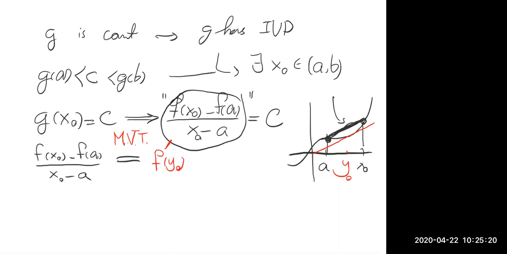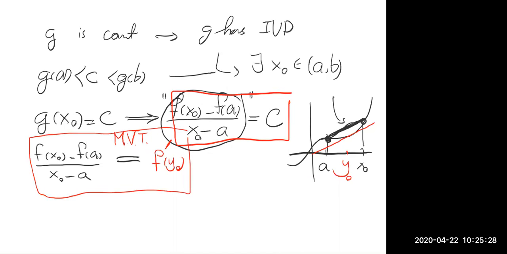Well, f of x naught minus f of a over x naught minus a equals c. And the same thing equals f prime at y naught. Therefore, c equals f prime at y naught. And that's what we were looking for. We were looking for a point y naught between a and b such that the derivative there is equal to c. And we proved it. The other cases are very, very similar. So we proved, if we have a function f which is differentiable, f prime might be discontinuous, but still has the intermediate value property. And that's important.